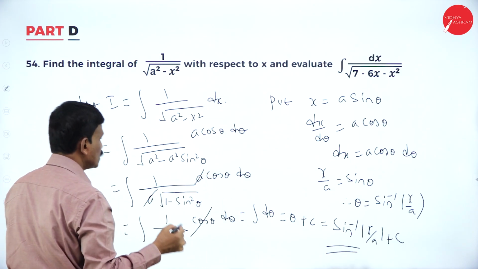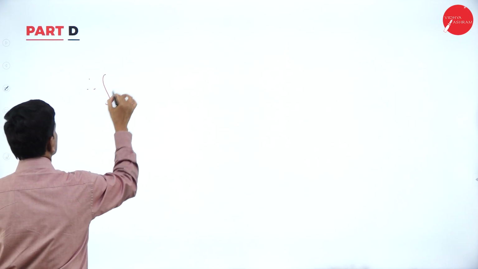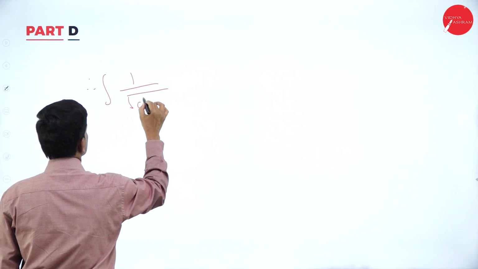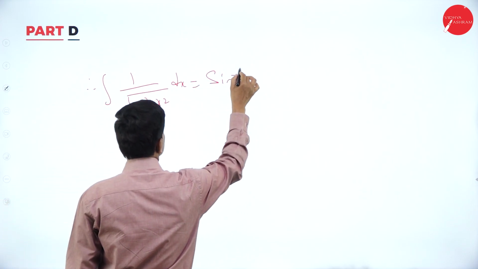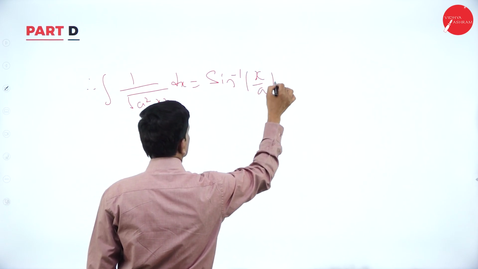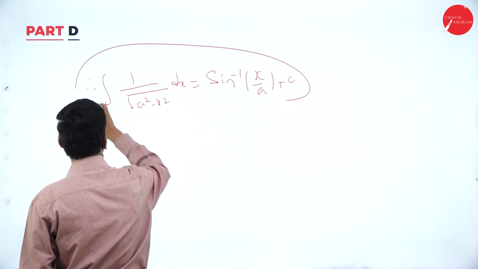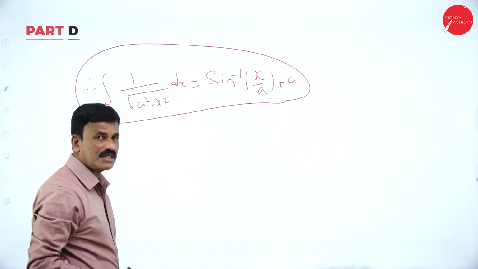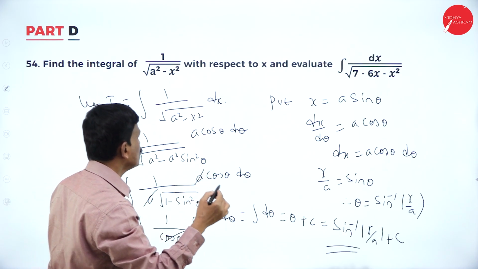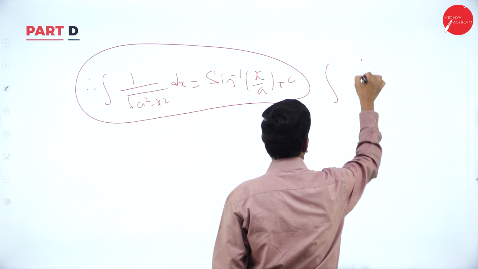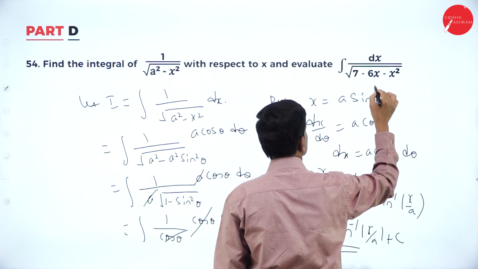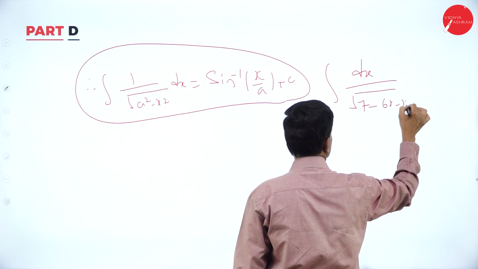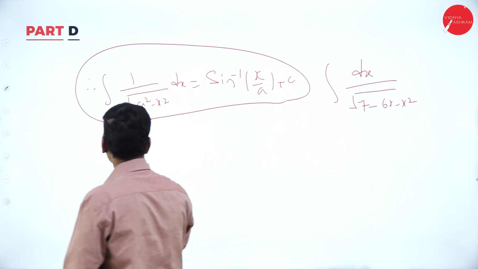So what we can say, therefore, integral 1 over root of a square minus x square dx is equal to sin inverse of x by a plus c. This is the required answer. And further, what is to evaluate? Hence, to evaluate dx by root of 7 minus 6x minus x square. Convert this to this form.